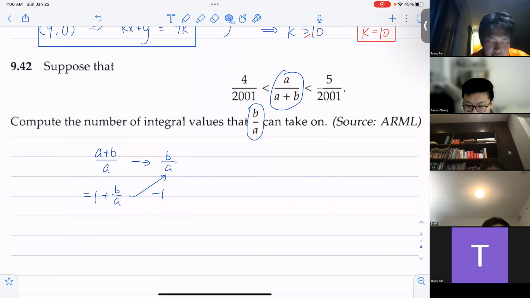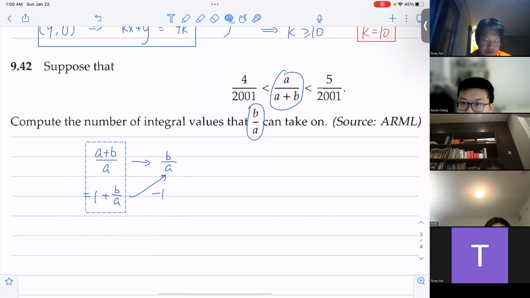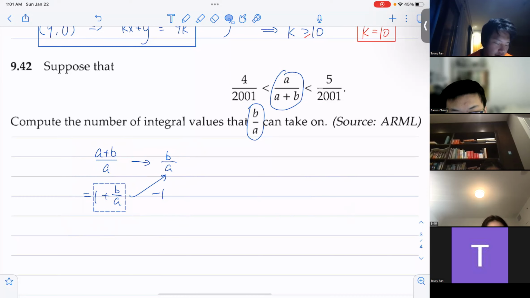The reason I want to point out this question is simply because of this step. Erin, you realized it, that's very nice. And Lily, Rika, I want you in the future to always realize that once you have a fraction like this, you can always separate it. And also vice versa, okay?